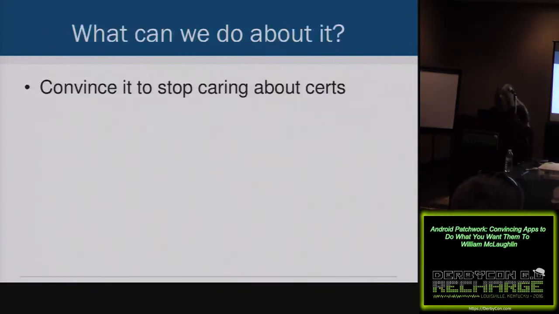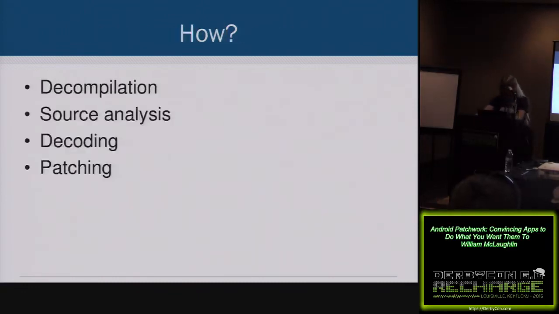So what are we going to do about this? Well, we want to convince the app to stop caring about what certs it gets and just work. How we're going to do this, we've got a few steps. We want to decompile the application so we can get a human-readable approximation of the original source code. We can do this because Java code is decompiled to an intermediary bytecode that is not machine language. So there are tools that will allow us to go from this bytecode back into something human-readable.